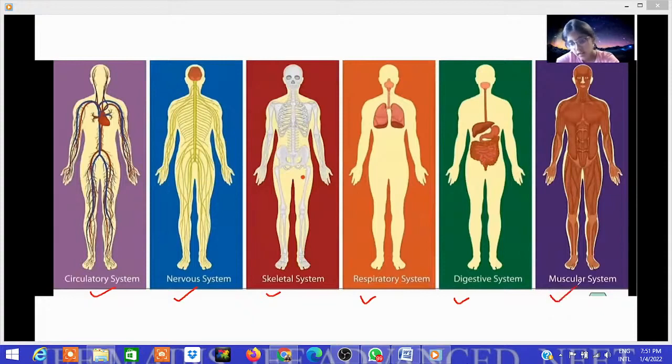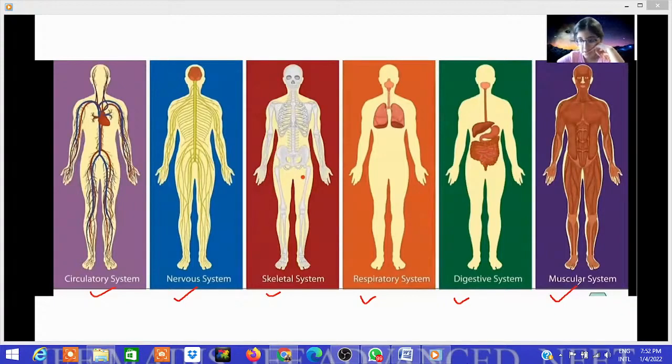Okay, so these all are called organ systems. Okay, repeat these names again. Circulatory system, nervous system, skeletal system, respiratory system, digestive system, muscular system.